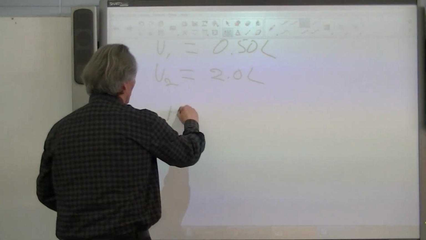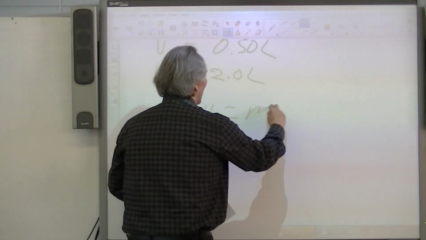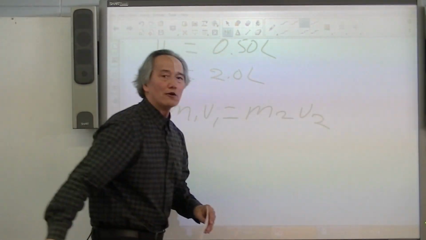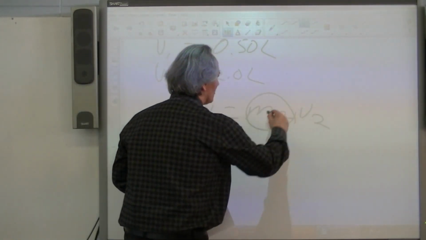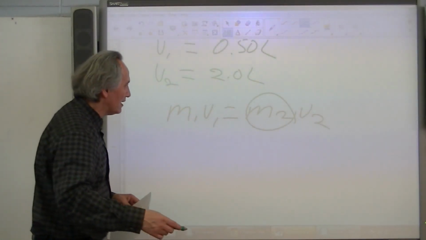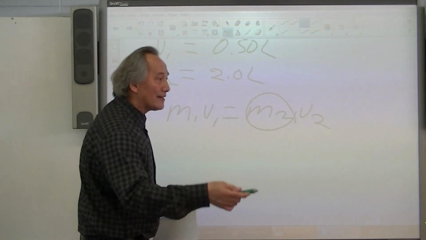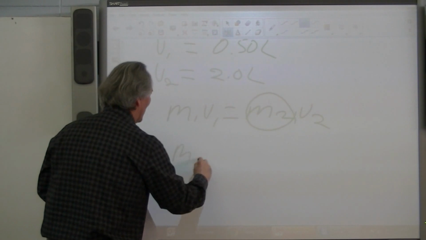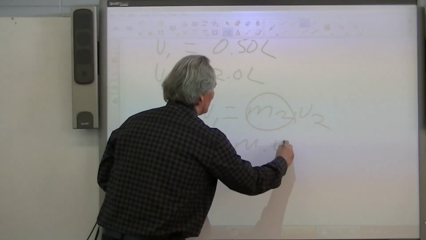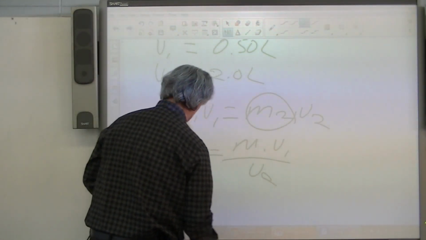Okay, so let's rewrite this. M1V1 equals M2V2. Again, we're looking for the molarity of the dilute solution, and this is our unknown. So let's rearrange it such that the molarity of the dilute solution is expressed in terms of the other molarity and volumes. So hence we have M2 equals M1V1 divided by V2.